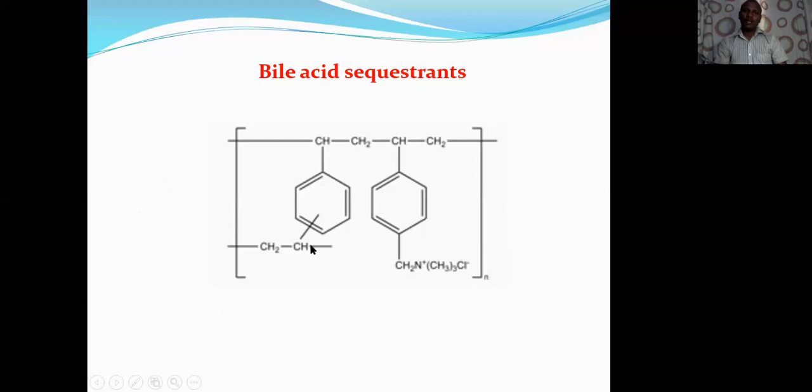And now what you are doing is giving these non-absorbable resins. These resins bind to the bile acids and prevent their reabsorption, and they get excreted as such. Since you are preventing the reabsorption, this in turn promotes excessive cholesterol metabolism, that is endogenous cholesterol metabolism, and thereby reduces the circulating cholesterol.